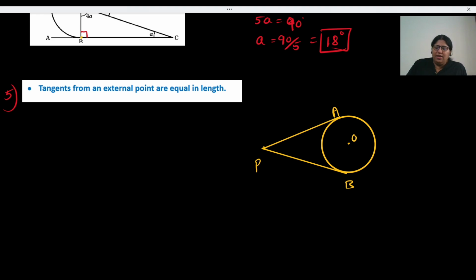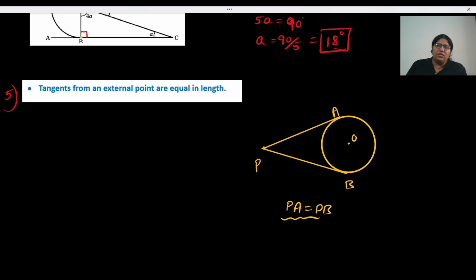Now, what is given here? Based on this theorem, tangents drawn from the exterior point P are always equal in length. So PA is equal to PB. This we can use. But why is it true?